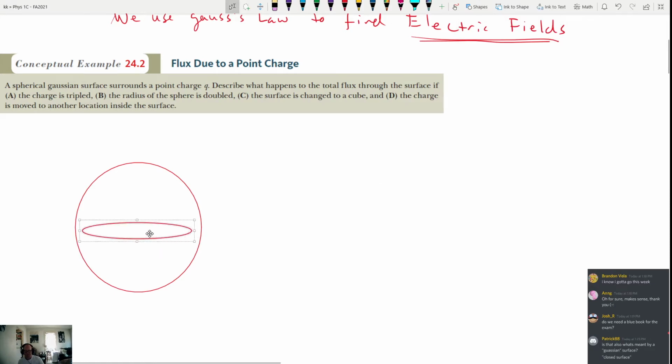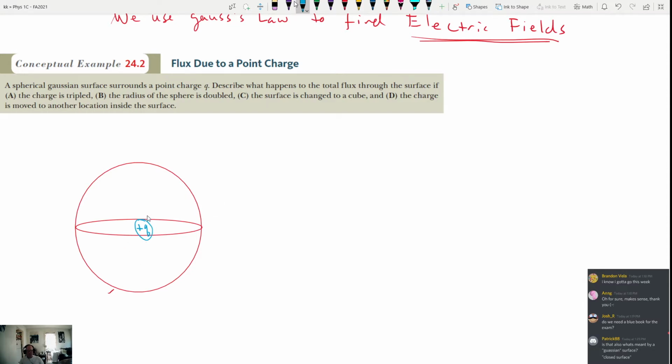So let's draw a sphere. Let me grab the edge. There we go. So here's our sphere. And what it says is that we have a charge inside of this. So we'll put a positive charge inside of here. It doesn't actually tell us where the charge is, but I'm going to put the charge kind of near the center here, okay? So this is going to produce some flux, right?